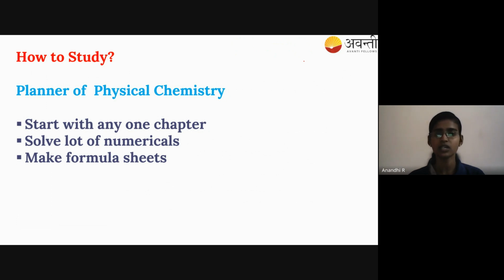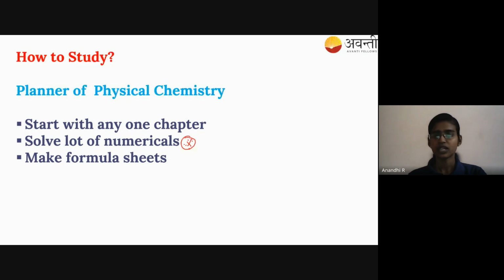Once the chapter gets over, you have to start solving that chapter. You have to solve n number of numericals from that particular chapter to get physical chemistry. Otherwise, it will be difficult to score marks in physical chemistry. By solving a larger number of questions only, you can get used to it. That's why I'm saying. And you have to make formula sheets also. To avoid confusions, you have to make formula sheets for all the lessons once you are done with that particular chapter. This is very important to score good marks in physical chemistry.